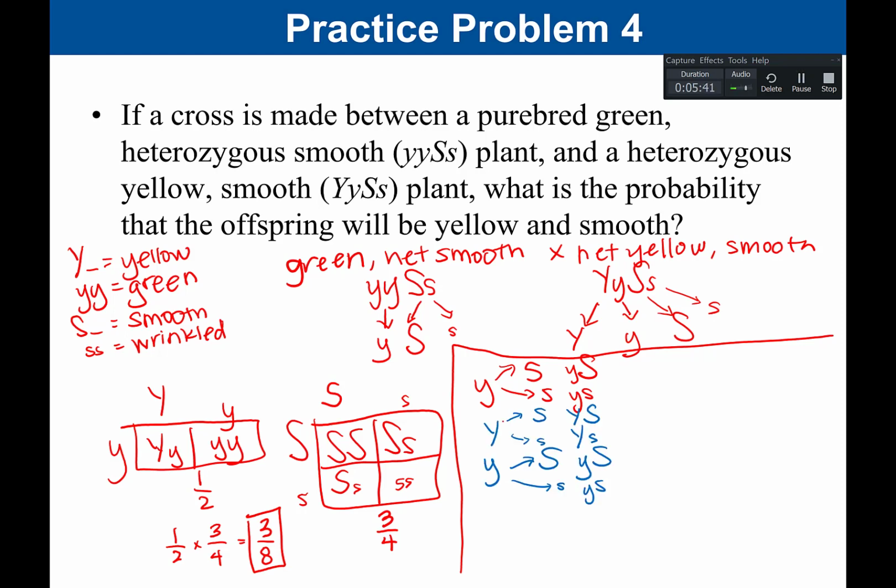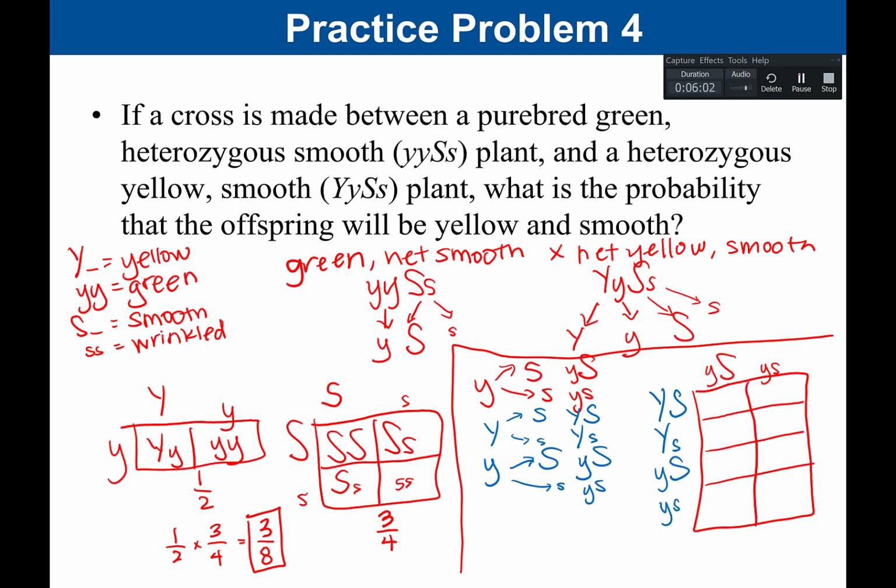So I made my tree diagram, big Y, big S. That's one possible gamete. Big Y, little s. That is another possible gamete. Little y, big S. That's a possible gamete. And then little y, little s. And so now I need to set up my Punnett Square with the blue ones on one side of my Punnett Square and the red ones on the other.